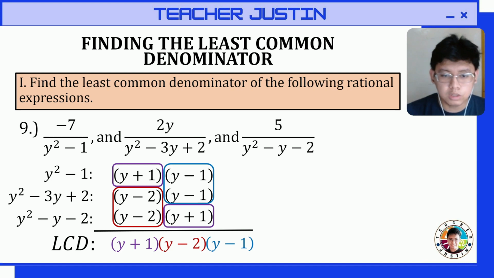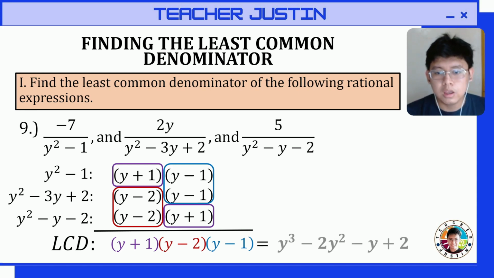Okay, so let's multiply y plus 1, y minus 2, and y minus 1. That will give us our least common denominator, which is y cubed minus 2y squared minus y plus 2. And that's it. Ta-da! Alright.